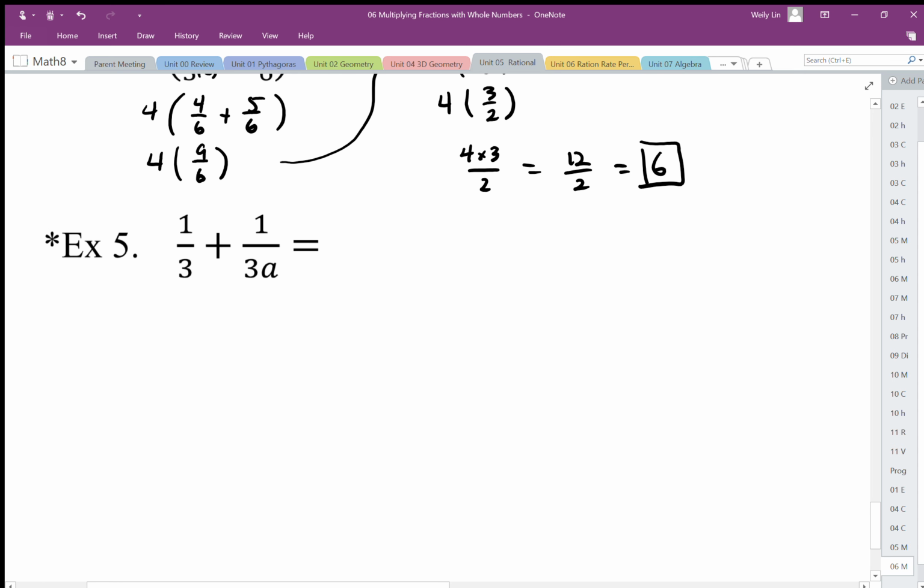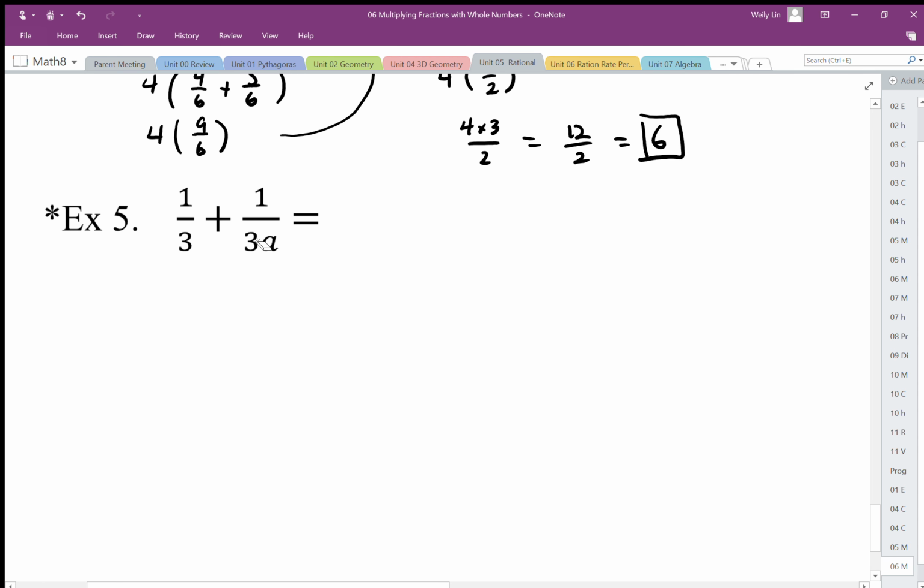Lastly here we have a fraction, but we have this a in the denominator. Now we need to get a common denominator. And if we think of these, to get a common denominator we need to multiply. Well, we can see that if I multiply by a, this is just 3 times a. If I multiply by a here, I'm going to get a common denominator. So I multiply by a.